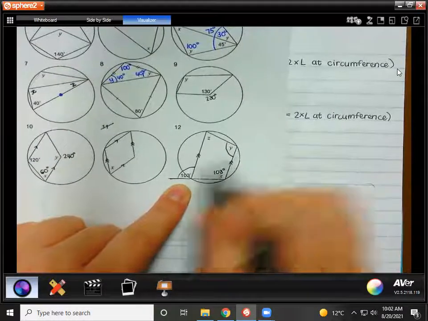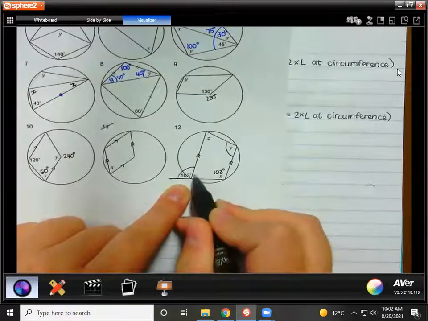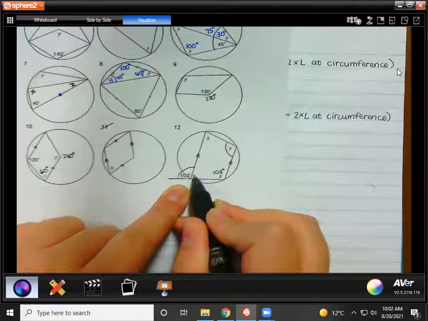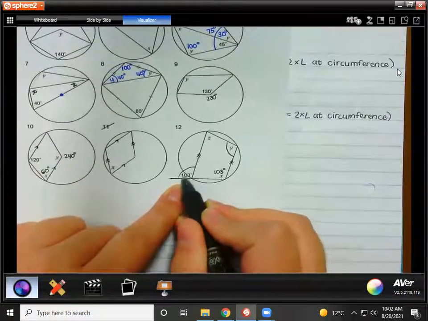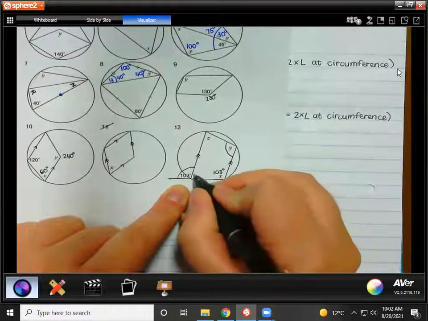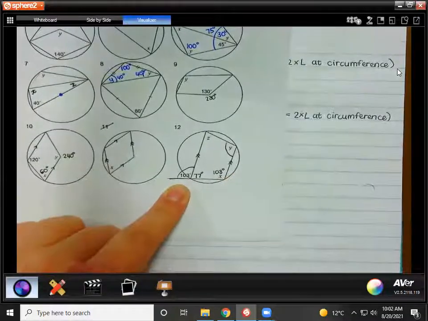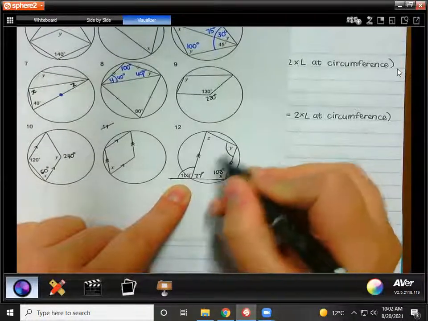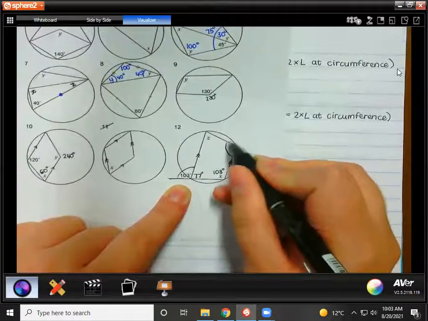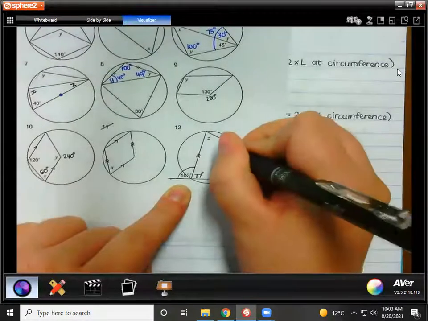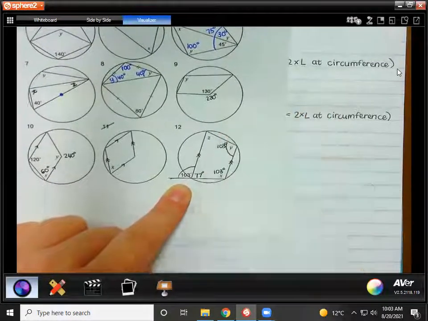And guys, it works like that because you could find this angle using angles on a straight line, by saying 180 minus 103. So this one would be 77. And then opposite angles of a cyclic quad must add up to 180. So this one is then going to be 180 minus 77, which is again 103.